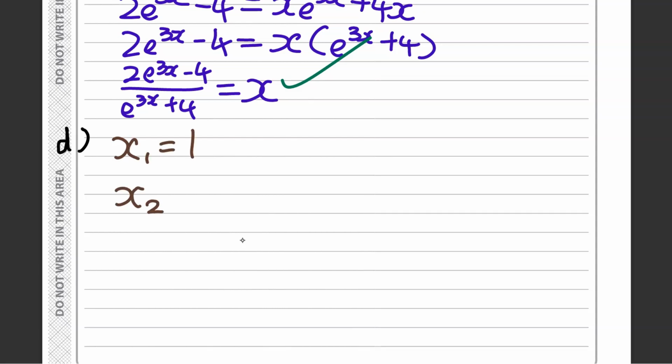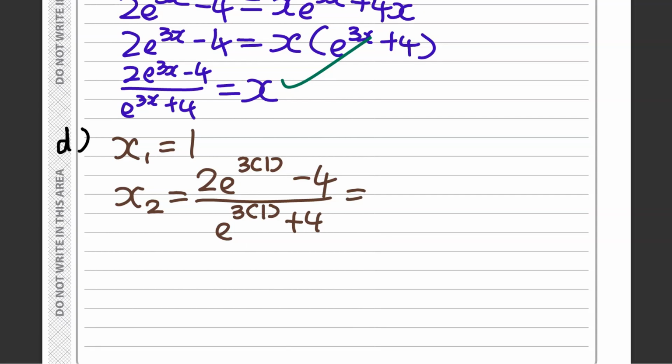So therefore x2 is going to be, we're going to plug x is equal to 1 into the iteration formula. So it's going to be 2e to the power of 3, and then instead of x it's 1, and then minus 4, and this is over e to the power of 3x, but instead of x it's 1 like this here, and then plus 4. And if you put this into your calculator to 3 decimal places, it's equal to 1.502. So this is the value of x2.